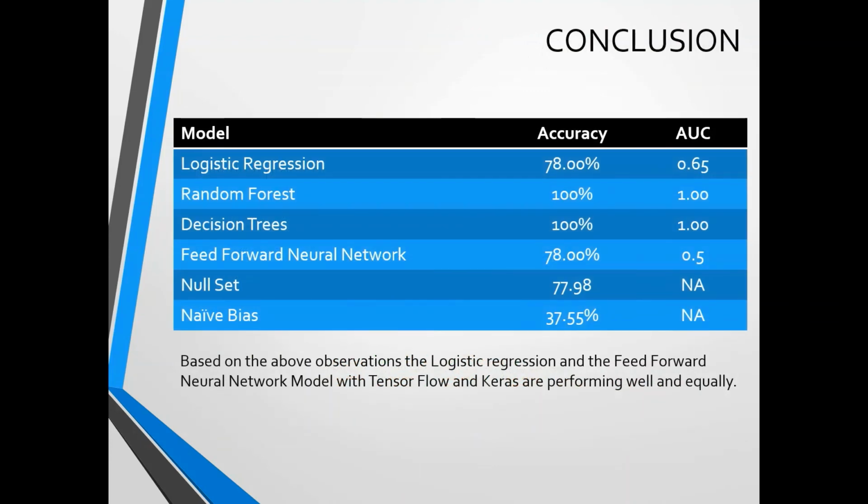So in conclusion, I'd like to present you the numbers for the models that we have used. I think the highest observations are for logistic regression and the feed-forward neural network with TensorFlow and Keras, which are performing well. The random forest classification, like we said, would not be an appropriate measure of the accuracy and the AUC.